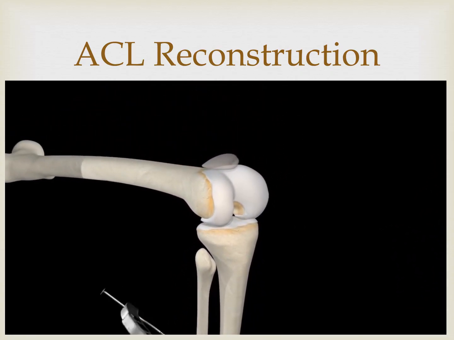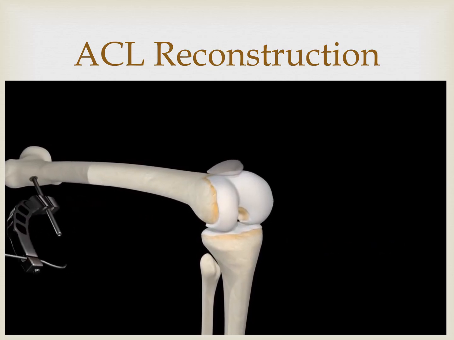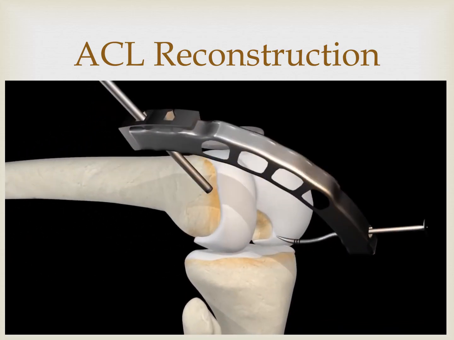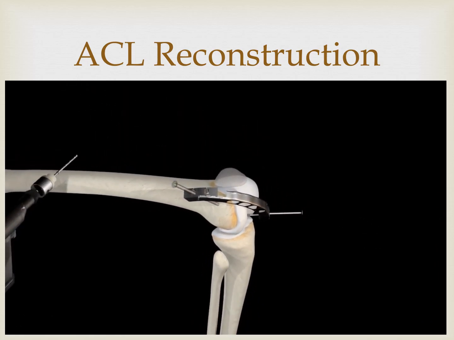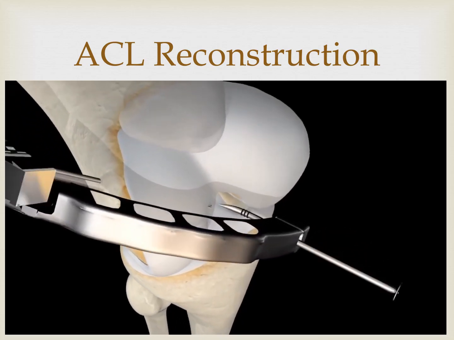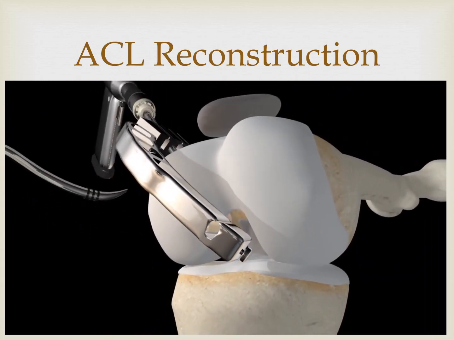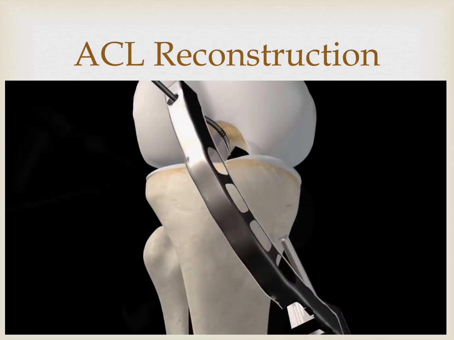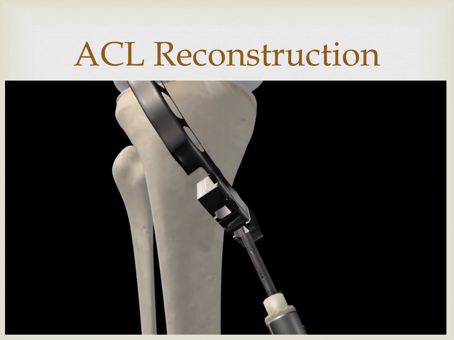Then, the surgeon will use a device called a retro-flip cutter to create a tunnel through the femur and into the knee joint. The surgeon will also create a tunnel through the tibia and into the knee joint from below. These 2 tunnels become the source of the anchor points for the ACL graft.